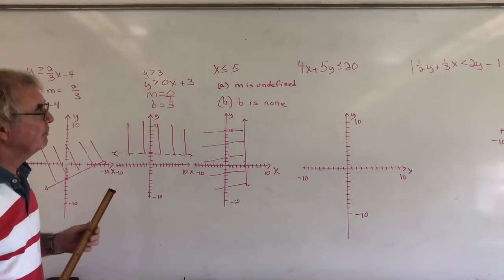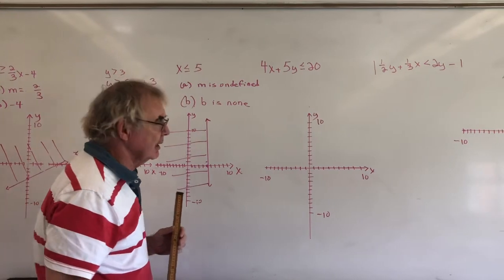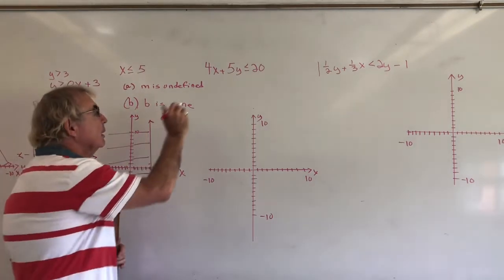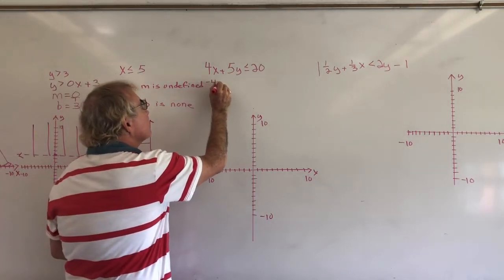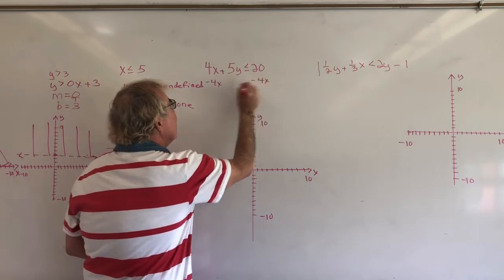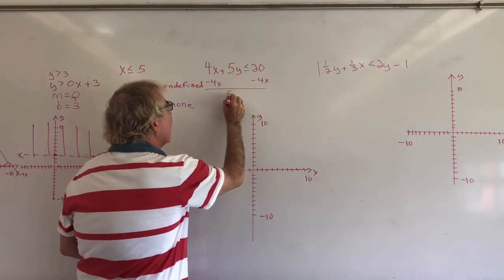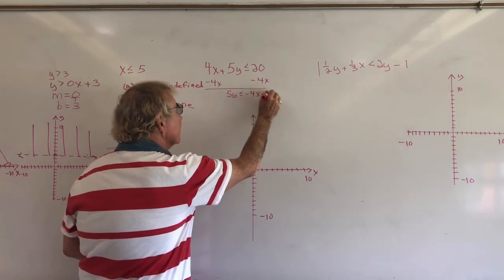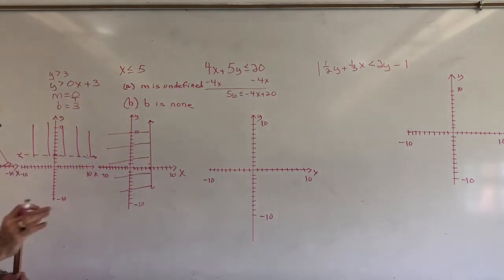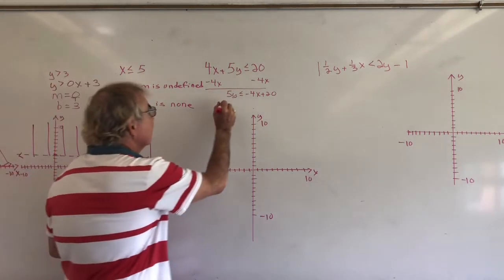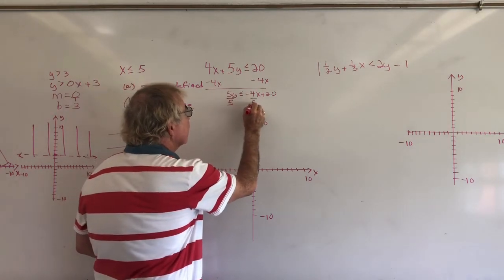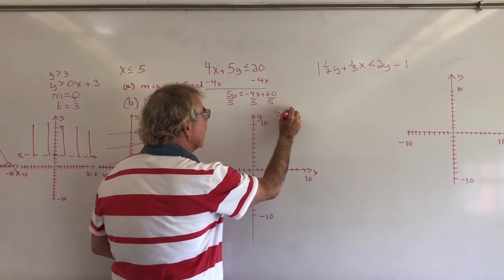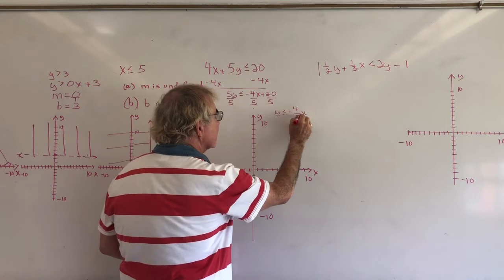Our next example is the same concept, but now it's not in the form y equals or x equals, so you just have to put it in that form. You begin by subtracting 4x from both sides, and you get 5y. Let's put the negative 4x first, even though it's not a necessity, because it's easier to recognize as your mx. Divide by 5, and we'll write y is less than or equal to negative 4/5 x plus 4.